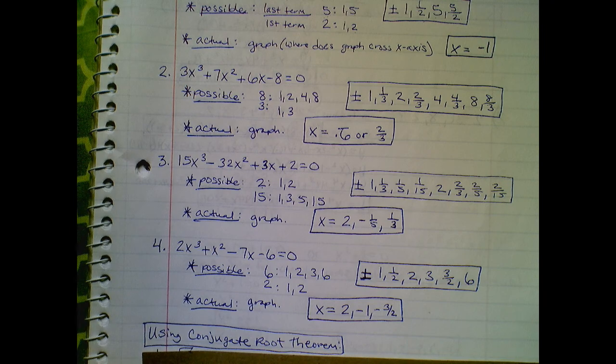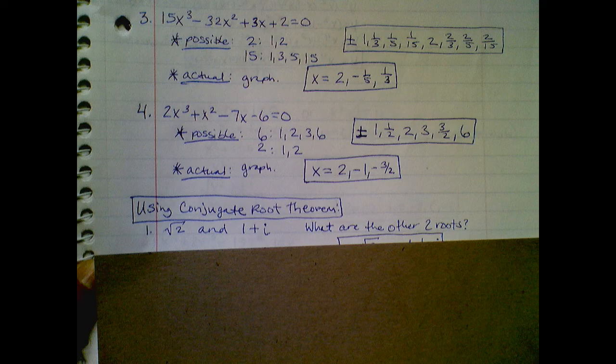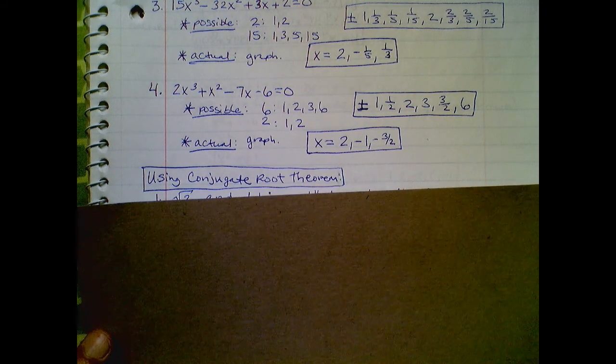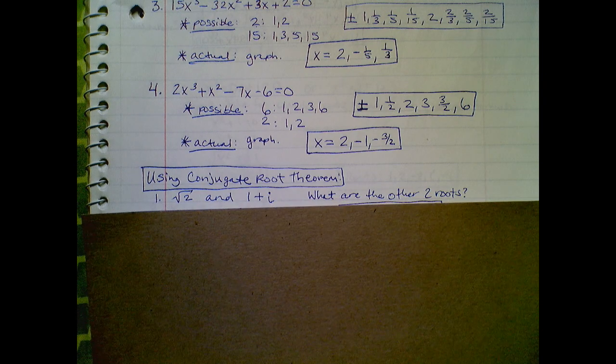Alrighty, the second type of problem we're going to take a look at is using the conjugate root theorem. For this one, they're going to give you some solutions. So we know square root of 2 is a solution and 1 plus i is a solution. And what it says is, what are the two other solutions or roots?